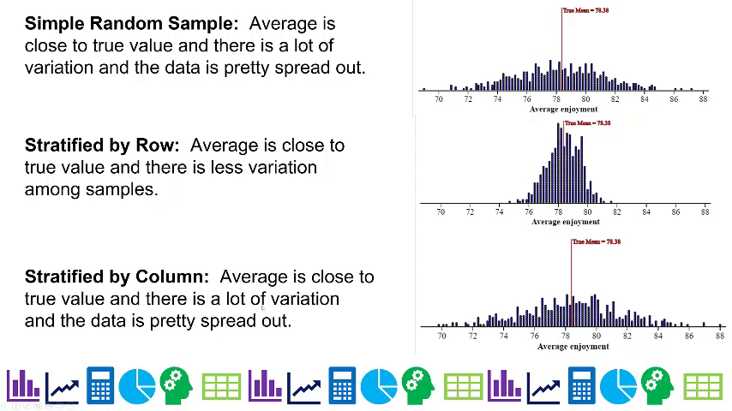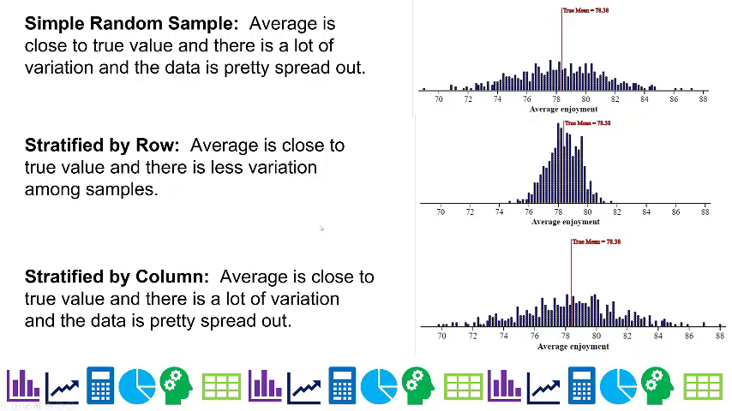So just to recap, again, here are the distributions for the simple random sample, the stratified by row, and stratified by column. And you can see the average for all three is close to the true value. So that means these are unbiased. But the main difference we see is in variation, with the least variation in the stratified by row. And probably it's kind of similar in stratified by column and simple random sample. So you could use any of these methods. You'd just be a bit more precise with this.